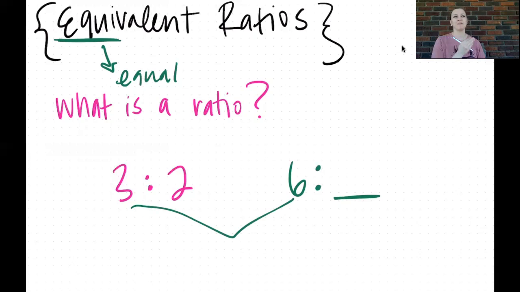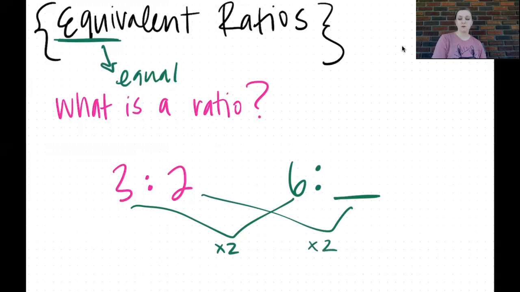If they're equivalent, I need to multiply or divide by some number. Well, I know that 3 times 2 equals 6. So now I'm going to take a look at the second number. If they are equivalent, then I need to multiply again by the same number. So I'm also going to multiply that times 2. Well, I know that 2 times 2 gives me 4. So 6 to 4 is an equivalent ratio of 3 to 2.